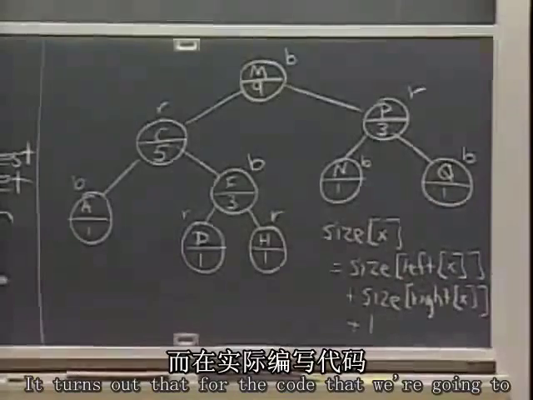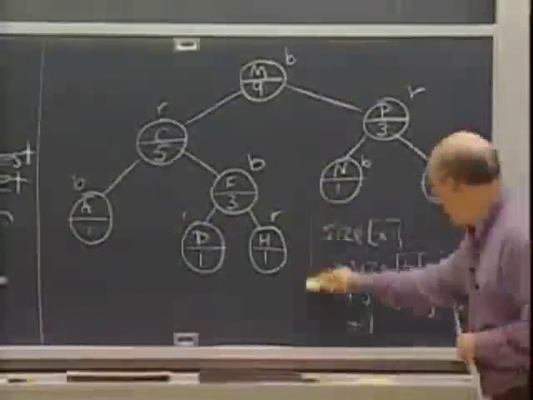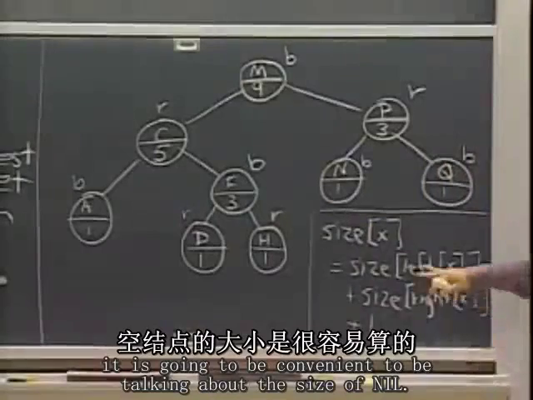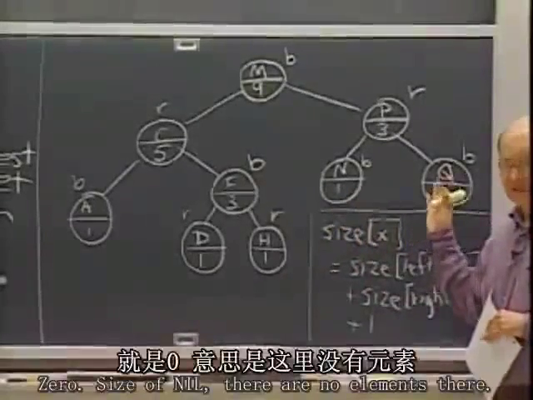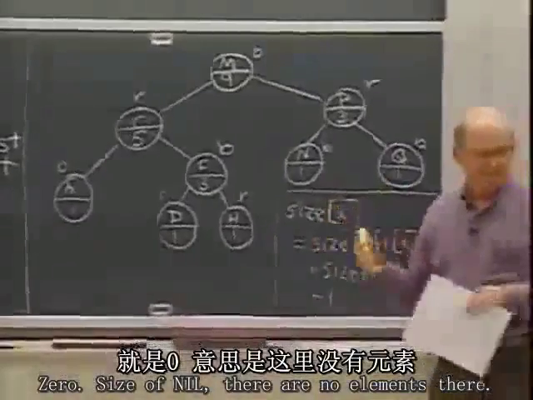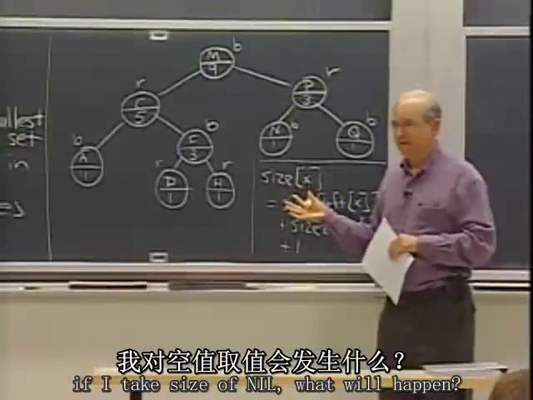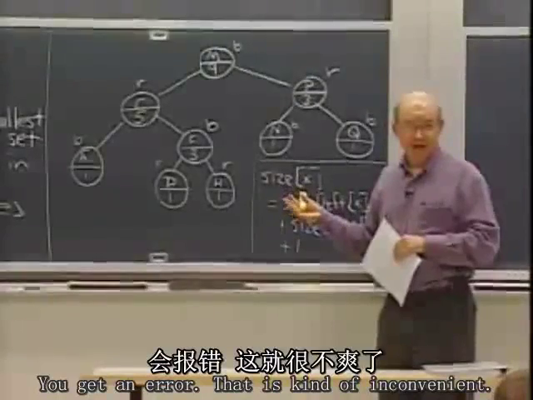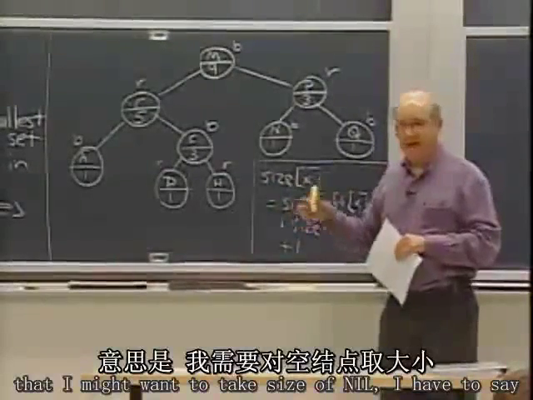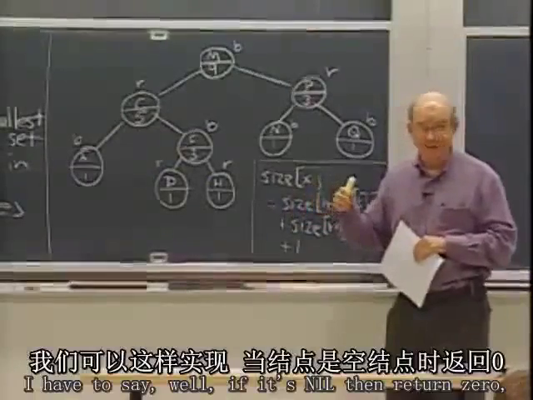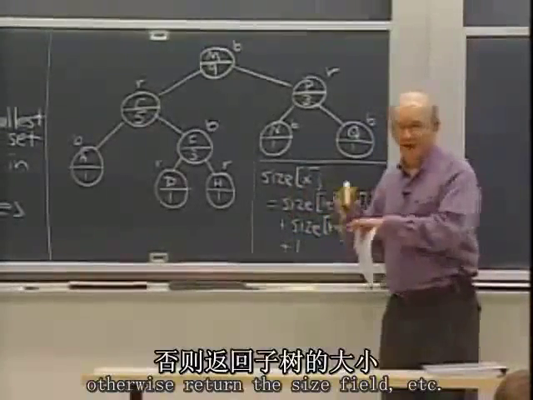It turns out that for the code we're going to write to implement these operations, it's going to be convenient to be talking about the size of nil. So what's the size of nil? 0. Size of nil, there's no elements there. However, in most programming languages, if I take size of nil, what will happen? You get an error. That's kind of inconvenient. So what I have to do in my code, everywhere I might want to take the size of anything, is say, well, if it's nil, then return 0, otherwise return the size field, etc.